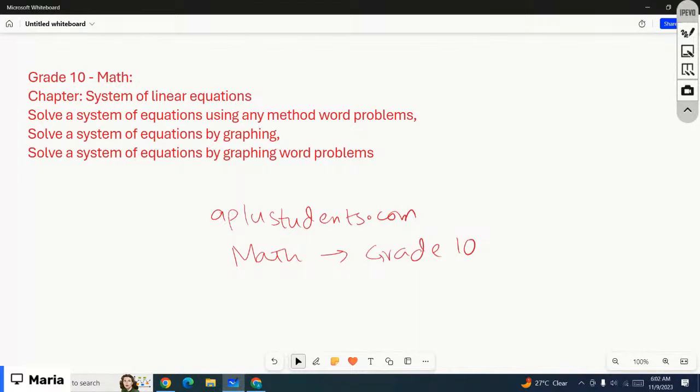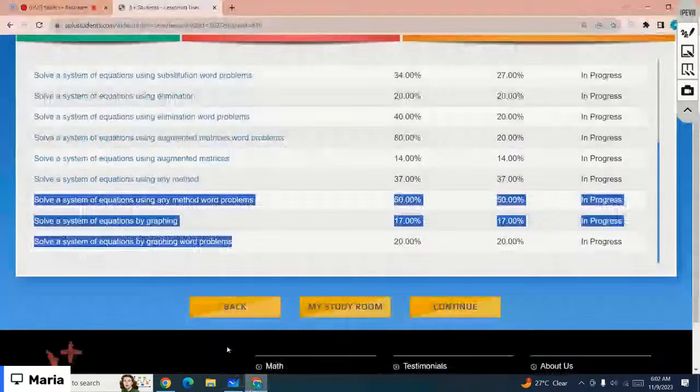And the lessons we have covered today are: solve a system of equations using any method word problems, solve a system of equations by graphing, solve a system of equations by graphing word problems. So let's just start with the chapter system of linear equations. We are already working on the chapter. We are done with the substitution method, elimination method, the augmented method, matrices method, right?